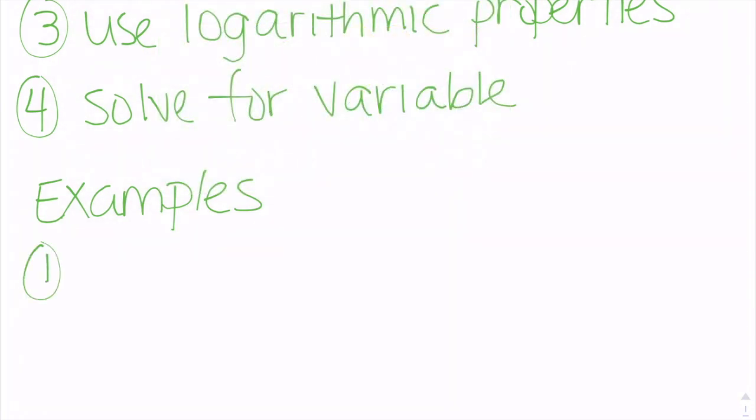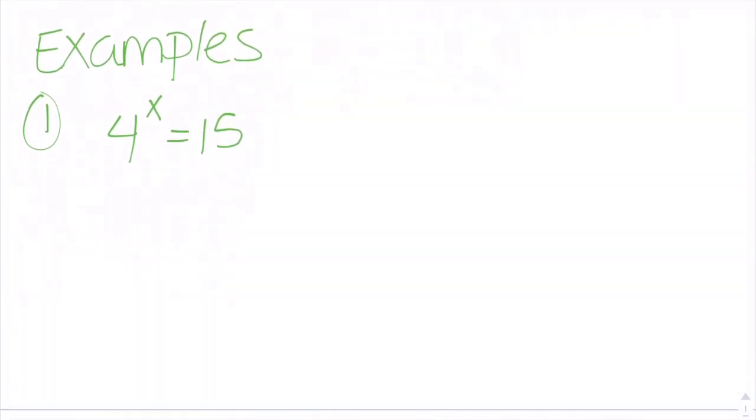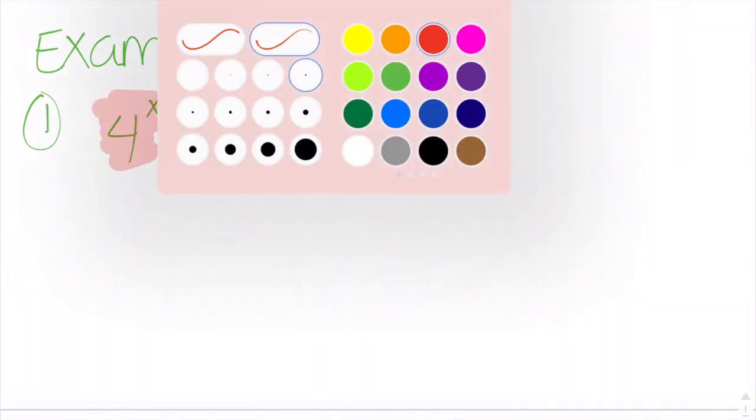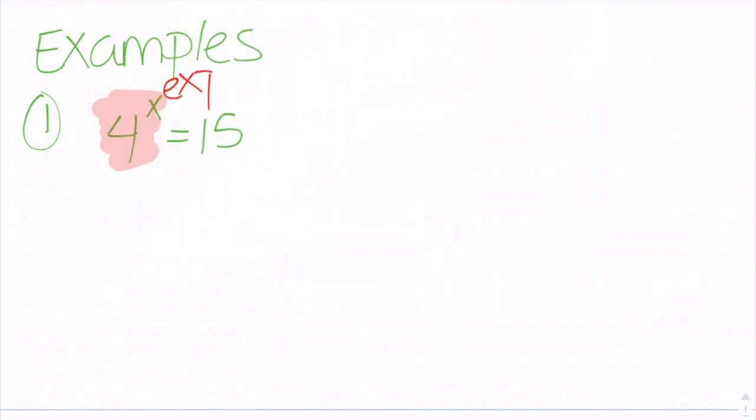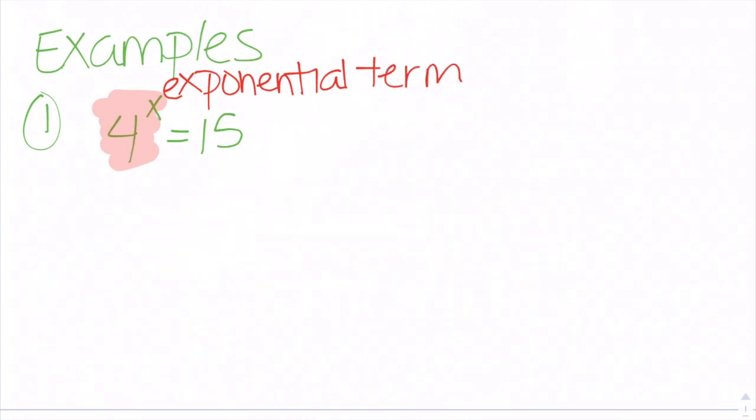So example 1, if we have 4 to the x equals 15, this 4 to the x right here is our exponential term. And it said step 1 was to isolate the exponential term. Well, that exponential term is already isolated, so that's done for us. And then it says to switch to logarithmic form or take the natural log of each side.